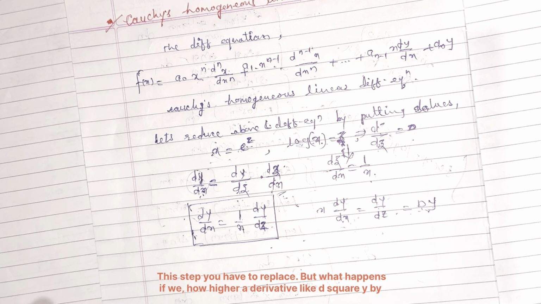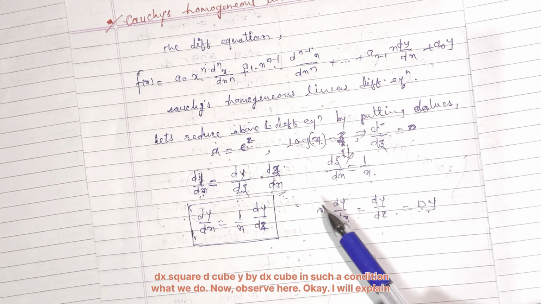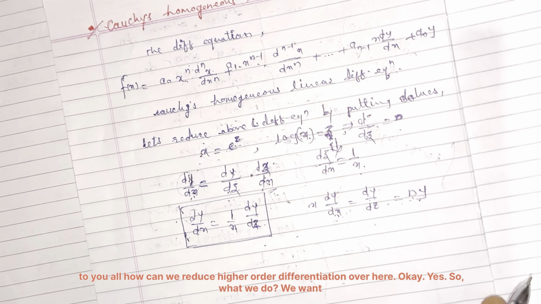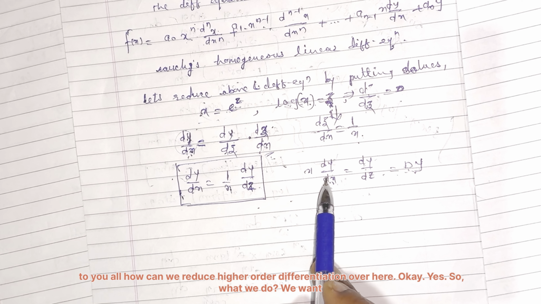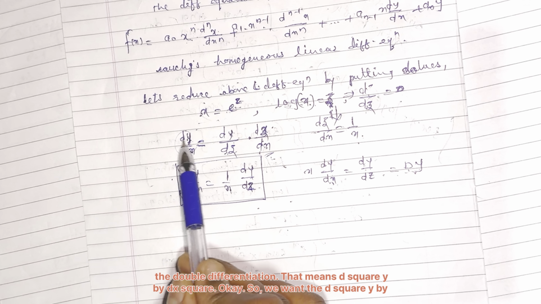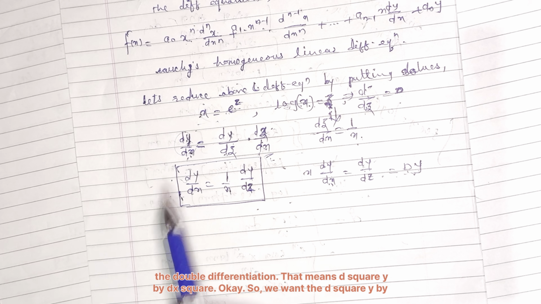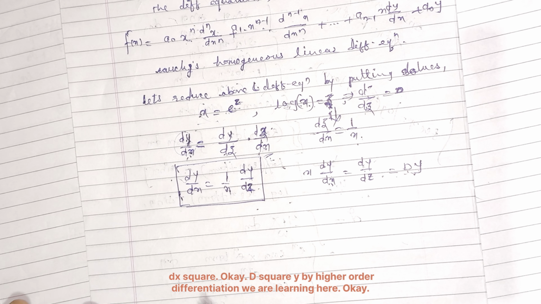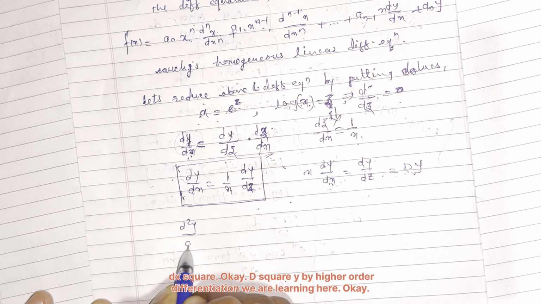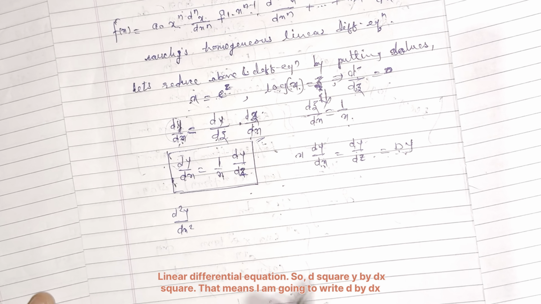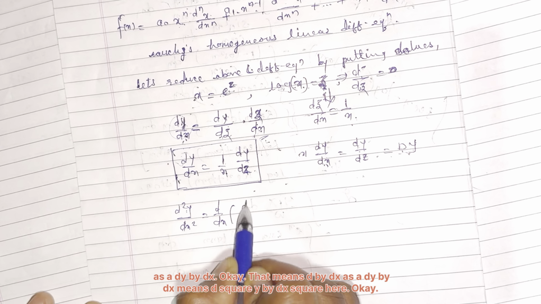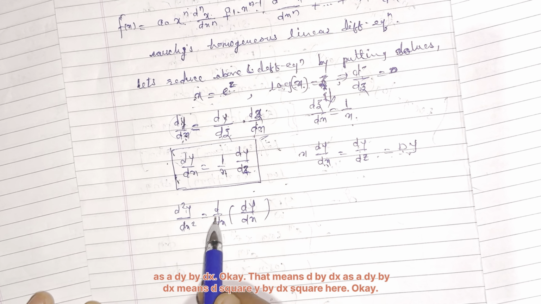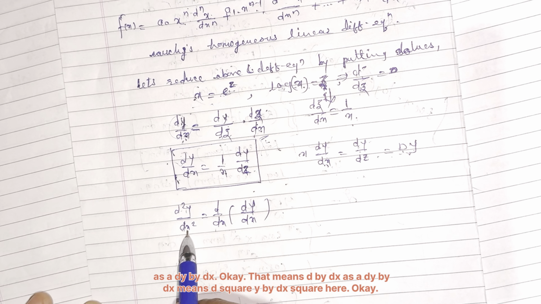But what happens if we have a higher derivative like d square y by dx square, d cube y by dx cube? In such a condition, what do we do? Now observe here. I will explain how we can reduce higher order differentiation. We want the double differentiation, that means d square y by dx square. We are learning higher order linear differential equations here. So for d square y by dx square, I'm going to write d by dx of dy by dx, which means d square y by dx square.